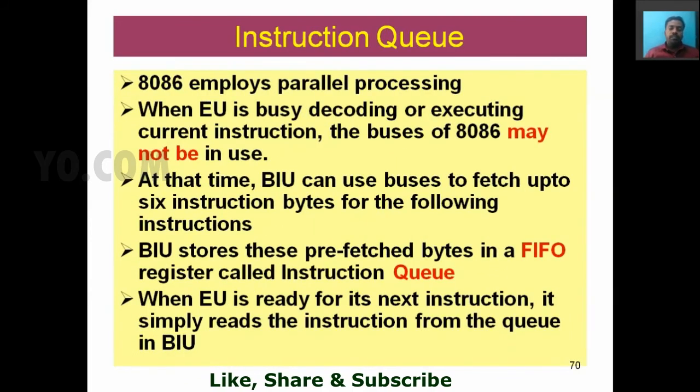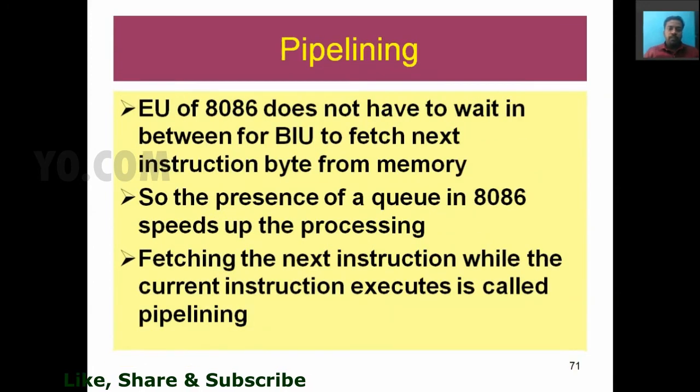So when the execution unit is busy, the bus interface unit fetches instructions from memory. Around 6 instructions are fetched from memory and stored in the bus interface unit queue. Then when the execution unit completes its operation, it takes the next instruction from the bus interface unit. Then pipelining: the execution unit of 8086 does not have to wait for the bus interface unit to fetch the next instruction byte from memory, so the presence of the queue increases the 8086 processing speed.